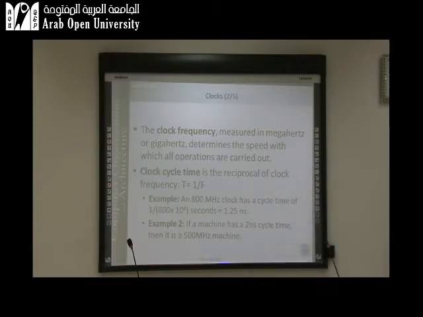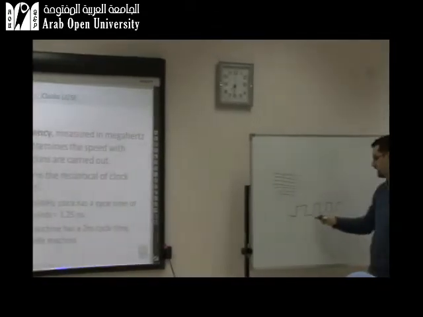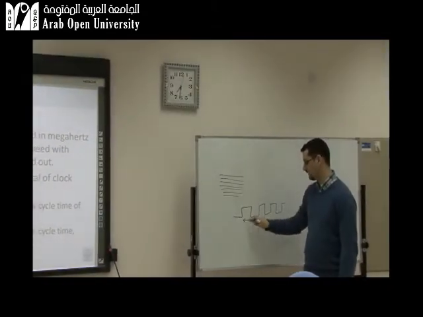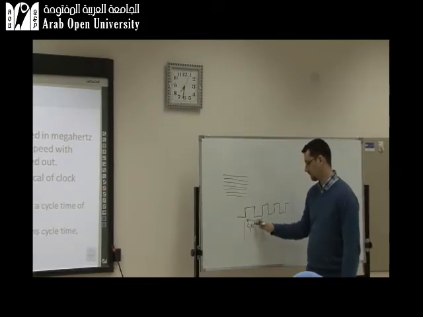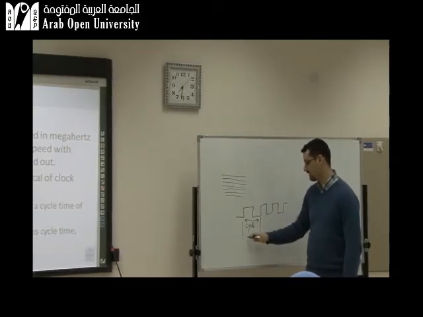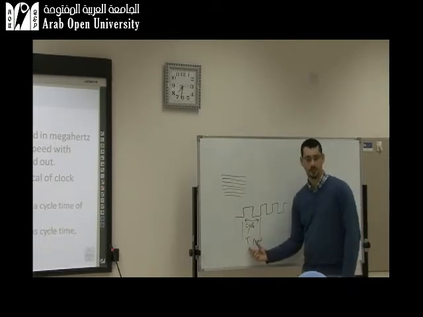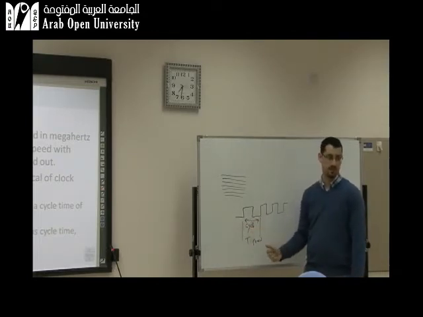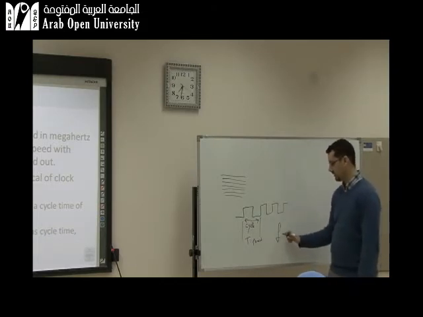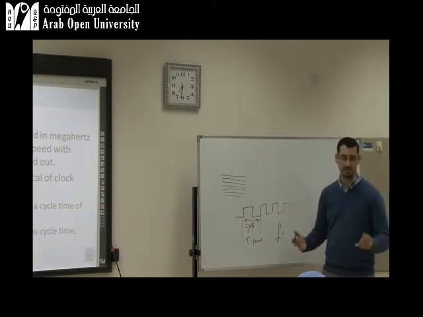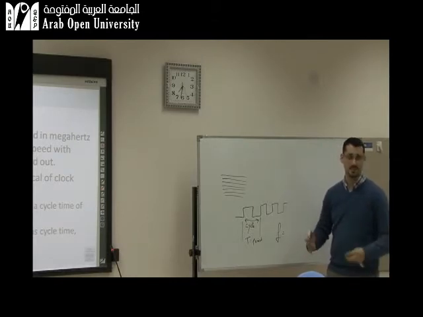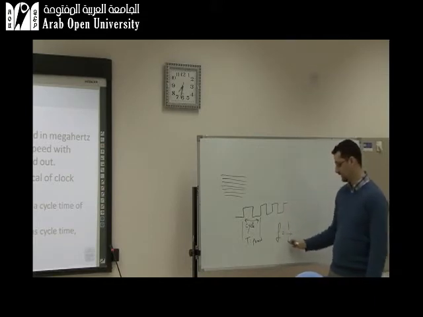So recall that the clock is a signal like that. During each cycle, this is one cycle. Each cycle has a duration in time called the period. This is the time needed for only one cycle. Now, frequency is how many cycles I have per second. That is, somehow, the speed of the signal. So it's 1 over T.